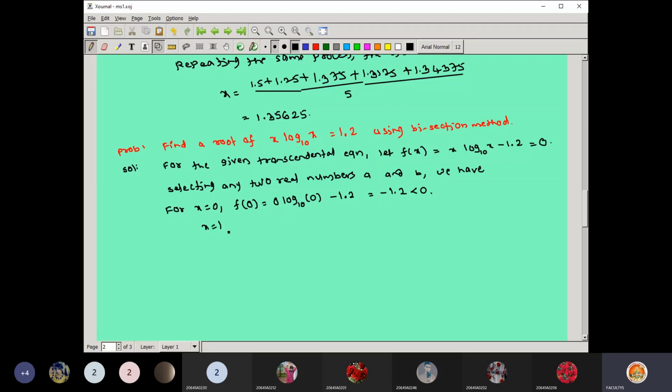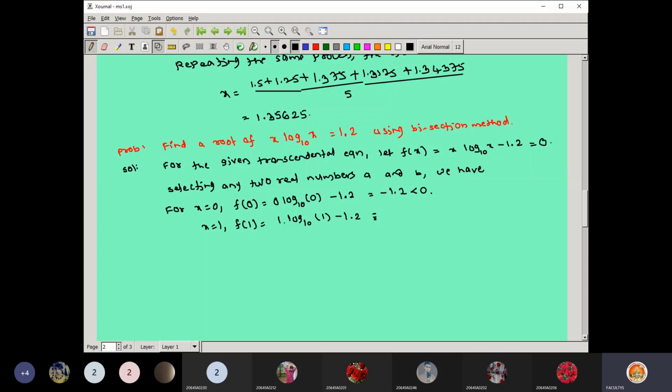Similarly, you are moving to x equal to 1, f of 1. Normally in mathematics, log 0 is generally undefined, but for your clarification, I am supposing it as 0 only because 0 into something is totally 0. So if I write x equal to 1 into, as per your equation, log 1 minus 1.2. So what is log 1?